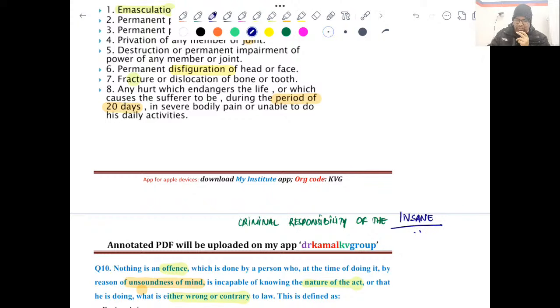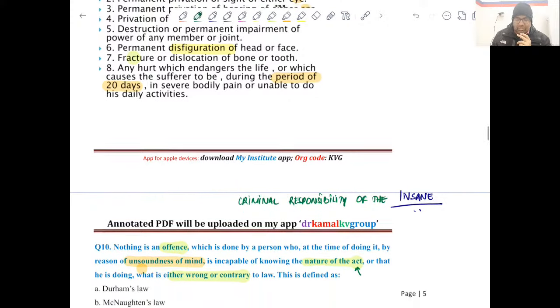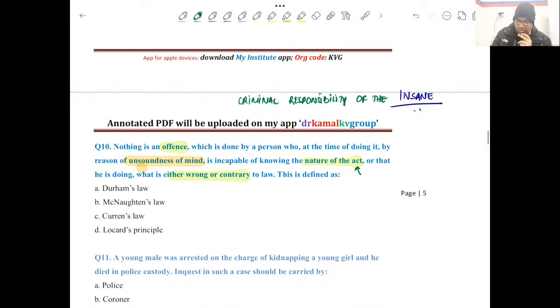So a person who is not of sound mind cannot be held liable for an act, because at the time of doing that act, he was not in a state to understand whether that act is right or wrong. So this is defined under McNaughton's rule, that is the criminal responsibility of the insane.